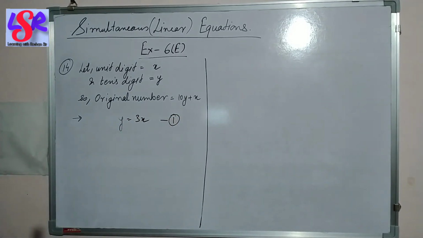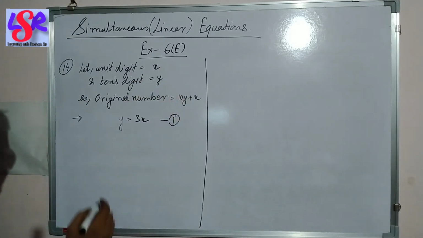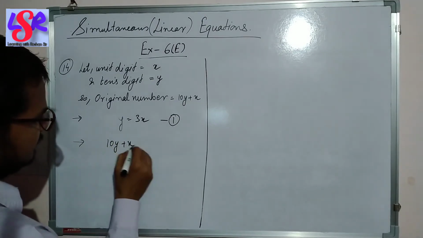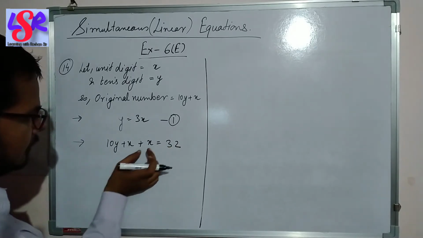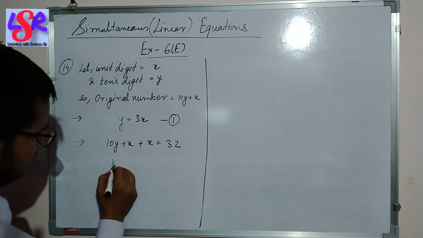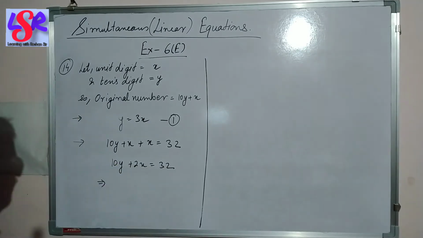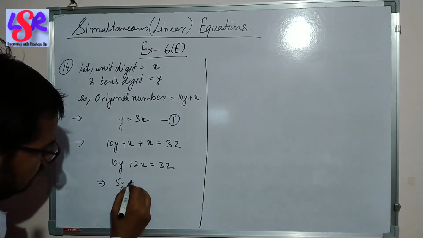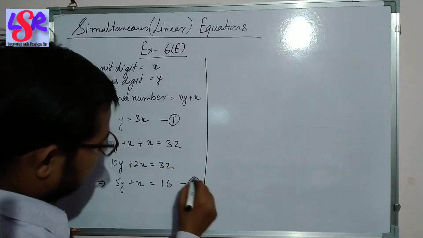And the second equation will be: the sum of the number and the unit digit is 32. So here it is 10y plus x plus x equals 32. Now we can solve this one, that is 10y plus 2x equals 32. And here we can divide the whole equation by 2 and we get 5y plus x equals 16. That is your second equation.